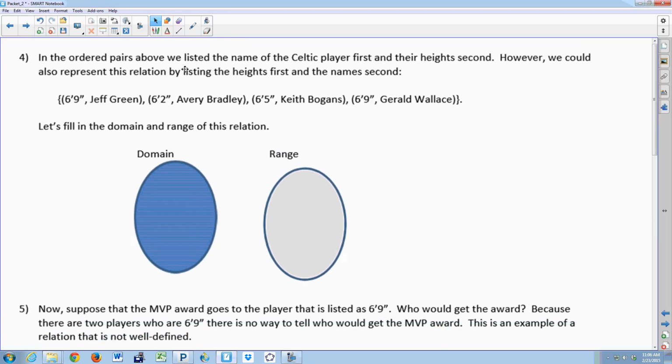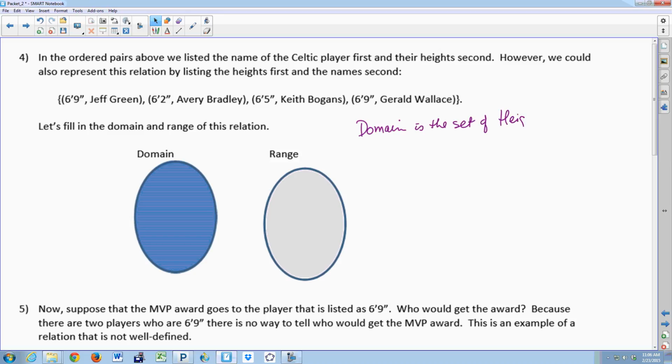So now we're going to reverse the order because there's nothing telling me that one of those members of the ordered pair has to be in the input and one has to be in the output. It's not an equation where one value depends on another. So I'm going to switch their names and heights around. So what's the domain going to look like here? If I put the domain now, it's going to be the set of what? Heights. The domain is the set of heights.